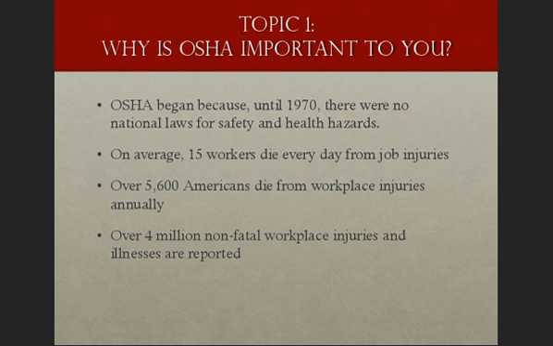Even though OSHA has had an impact on worker safety and health, significant hazards and unsafe conditions still exist in the United States across workplaces everywhere. Each year, on average, 15 workers die every day from job injuries. Over 5,600 Americans die from workplace injuries annually. Over 4 million non-fatal workplace injuries and illnesses are reported, and the estimated cost of occupational injuries and illnesses is from $145 billion to $290 billion each year for direct and indirect costs.